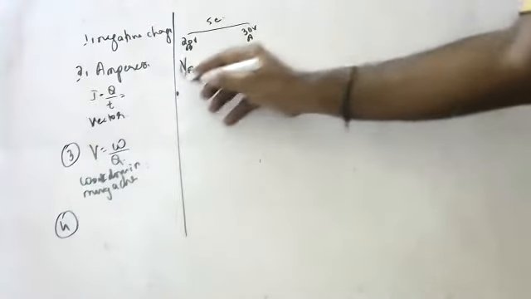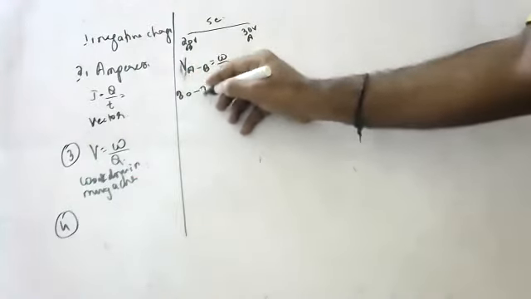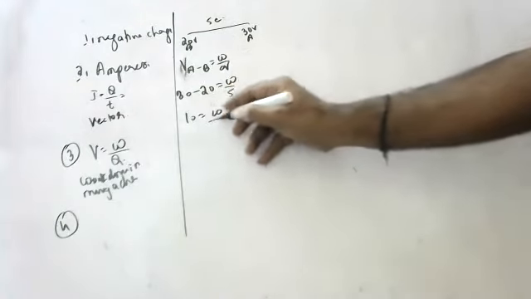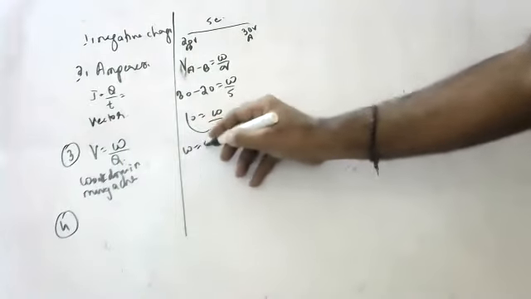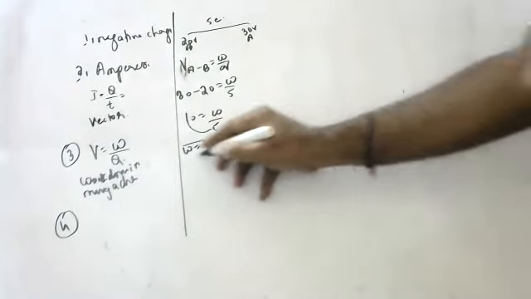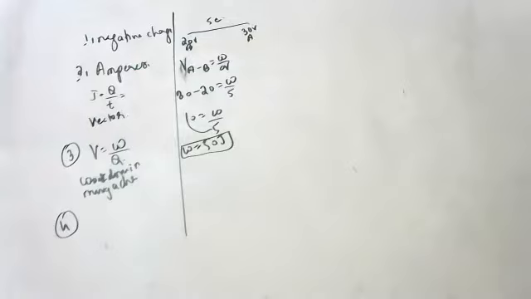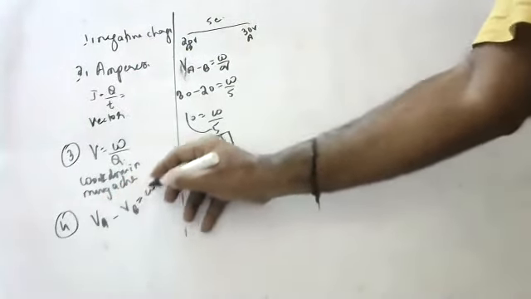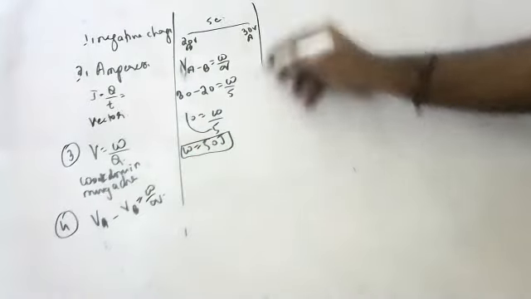So, VA is how much, children? 30. VB is how much? 20. 30 minus 20 is equal to W by 5. So 10 is equal to W by 5. So the answer is 50 joules. Like this, we can write VA minus VB is equal to W by Q, the potential difference. Yes, potential difference.